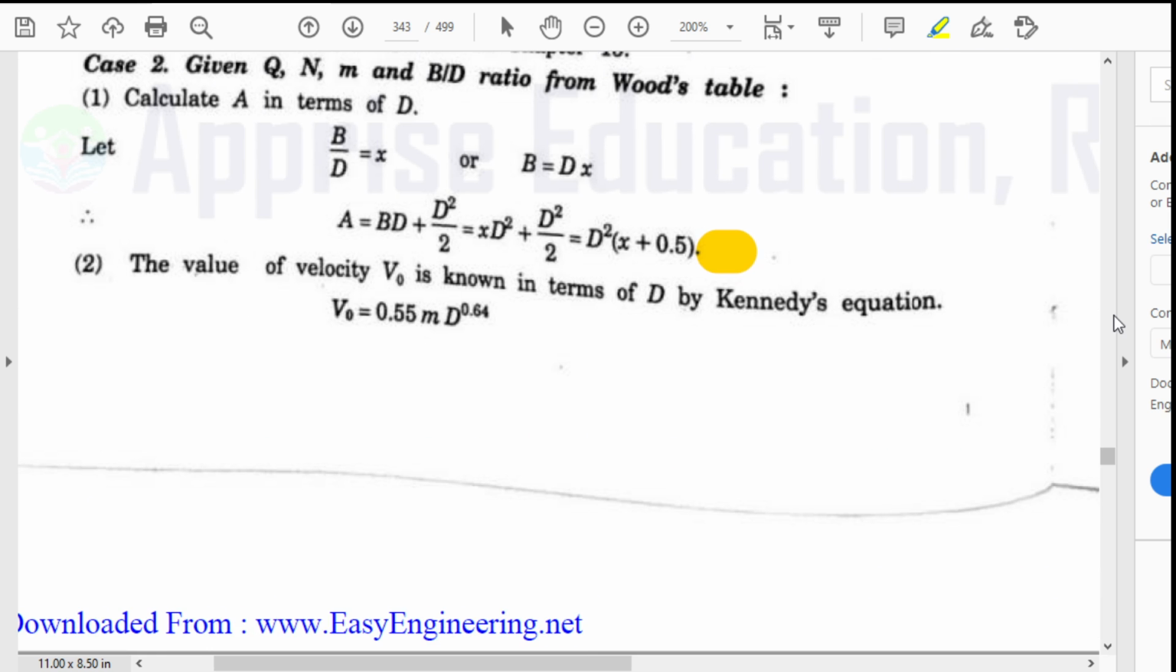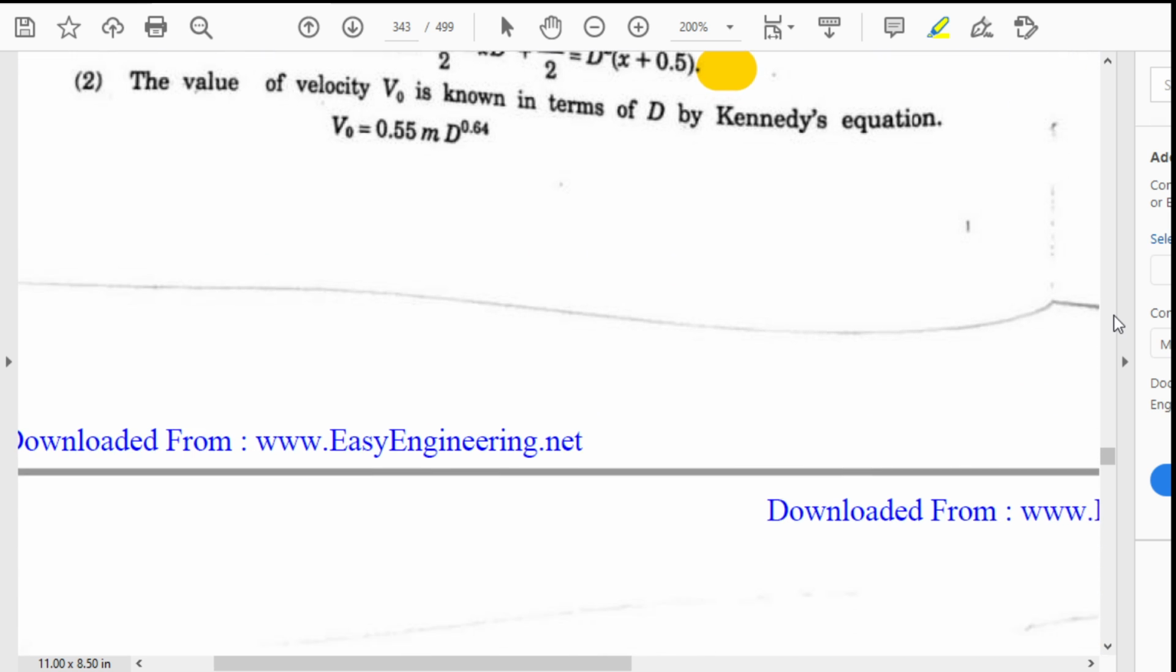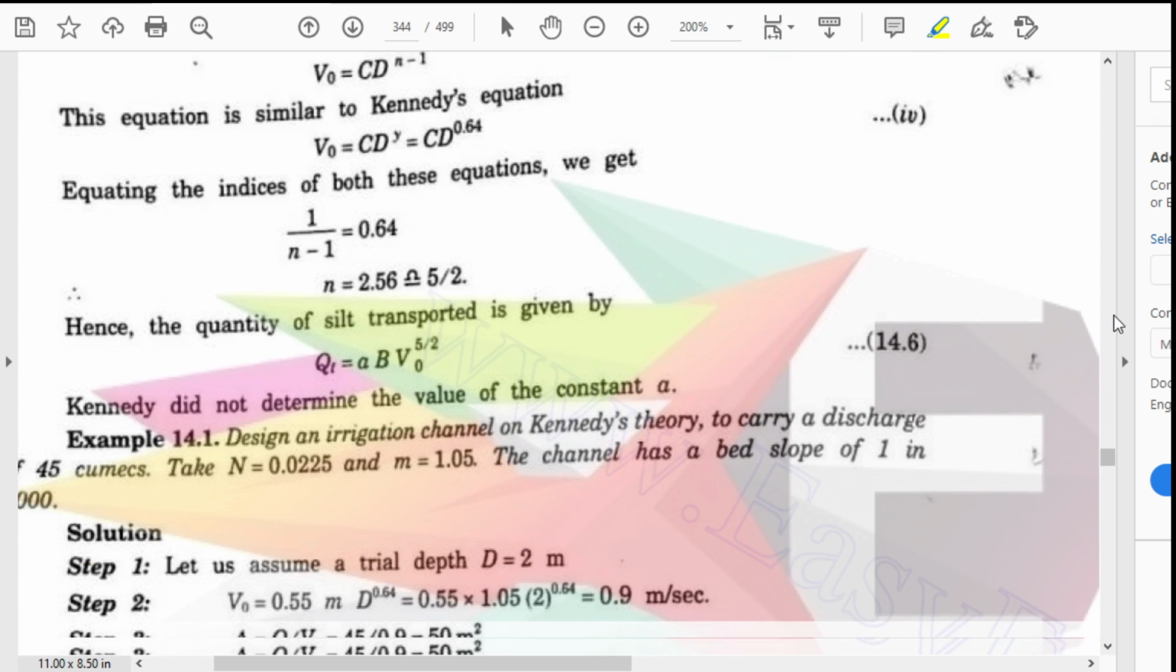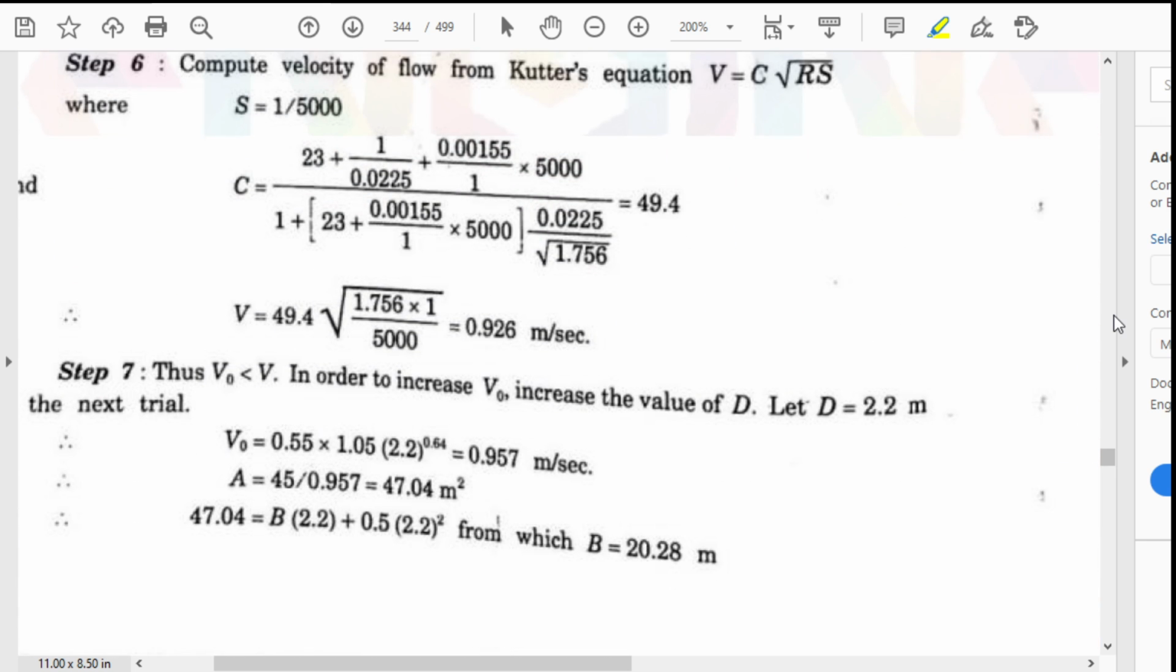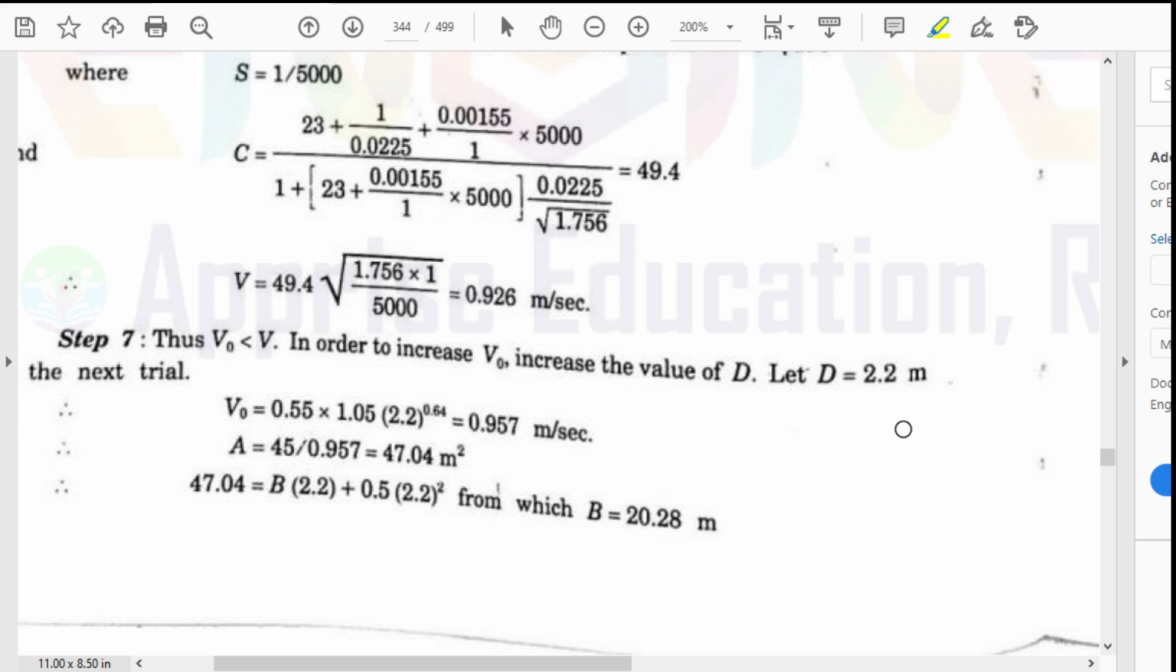In the second trial, we'll assume the depth value as 2.2 meters. In the first trial we had assumed the depth value as 2 meters. So here we will assume the depth value as 2.2 meters for the next trial. Now the procedure will be the same.